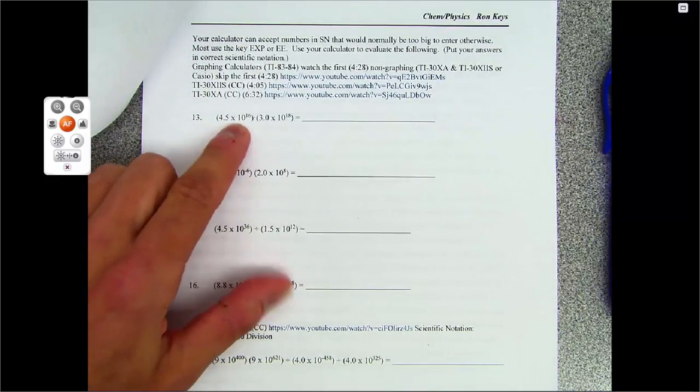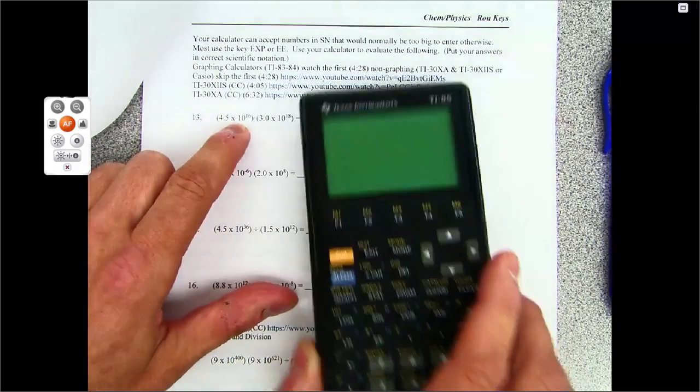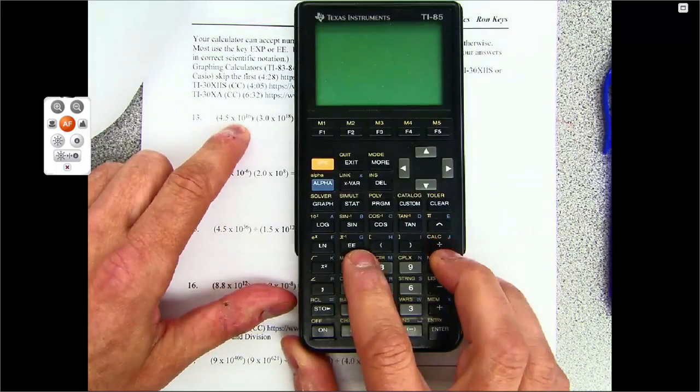You never put times 10 in your calculator. You handle that with EE or EXP.